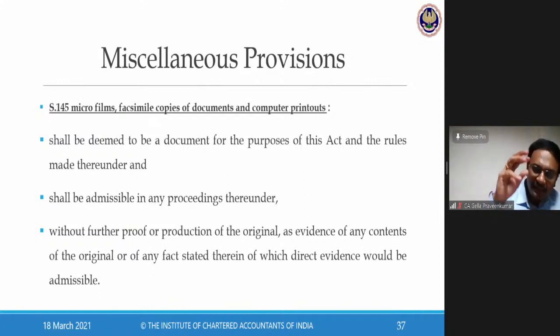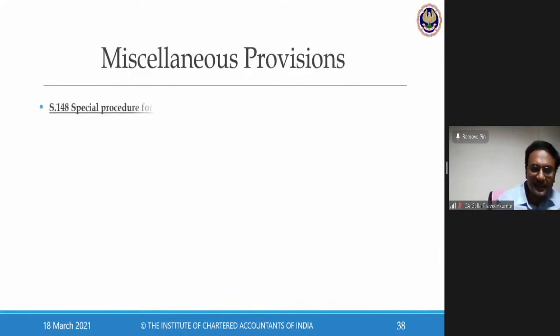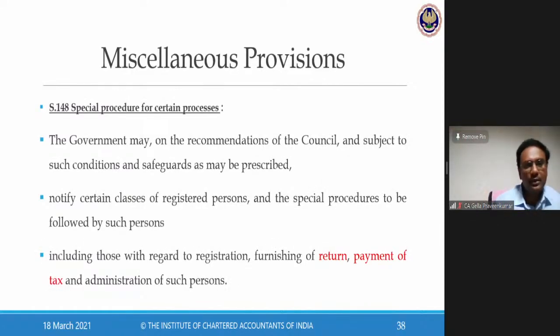Reason, anything which is recovered from your office can be considered as evidence against you in any prosecution if there is any malafide intent, if there is any tax evasion. Until and unless you prove that this is a document which cannot be established as evidence, you don't have any recourse on that. Next provision, 148, special procedure for certain processes.